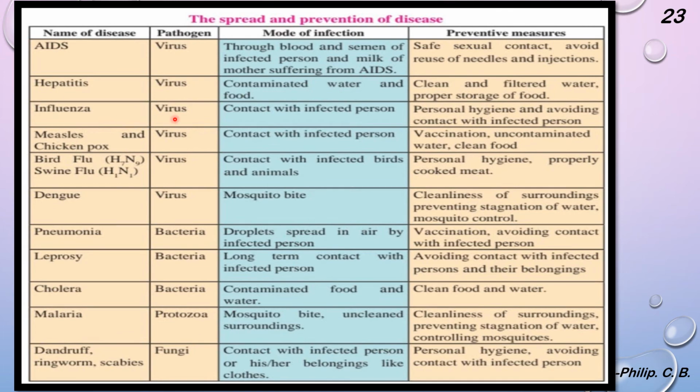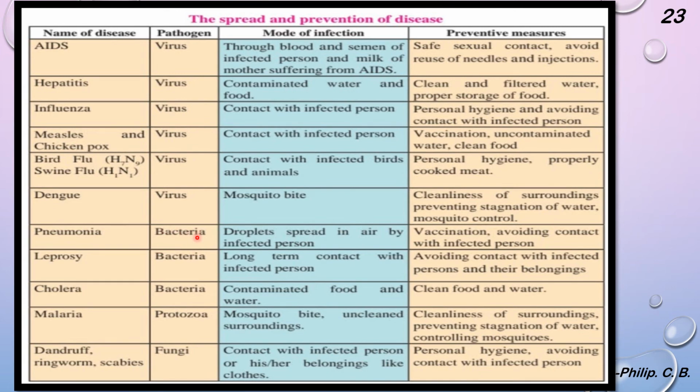Next, influenza virus, that is the pathogen. Contact with infected person, personal hygiene and avoiding contact with infected person. Measles and chickenpox, again caused by virus, contact with infected person, vaccination, uncontaminated water, clean food. Bird flu or swine flu, both caused by virus. Contact with infected birds and animals, personal hygiene, properly cooked meat. Dengue by virus, that is mosquito bite, cleanliness of the surrounding, preventing stagnation of water, mosquito control.